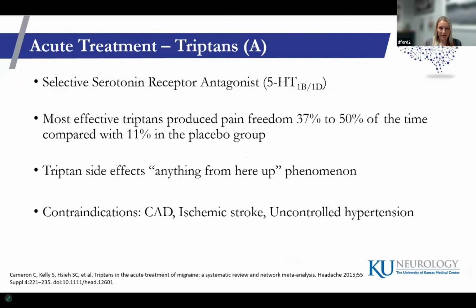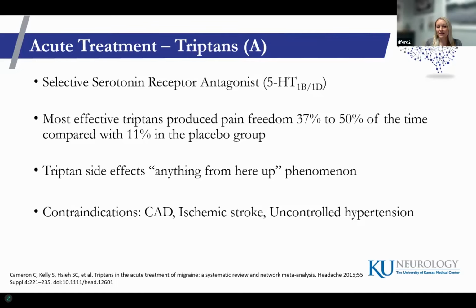Next slide. So we're going to briefly spend some time on triptans because everyone is aware of those, I'm sure. It's a selective serotonin receptor antagonist. I'll point out it works on the 5-HT1B/1D receptor, and that's going to be important when we start talking about lasmiditan a little bit later. If you look at the data, it's not so great. Triptans produce pain freedom about 37 to 50% of the time compared to 11% in placebo.